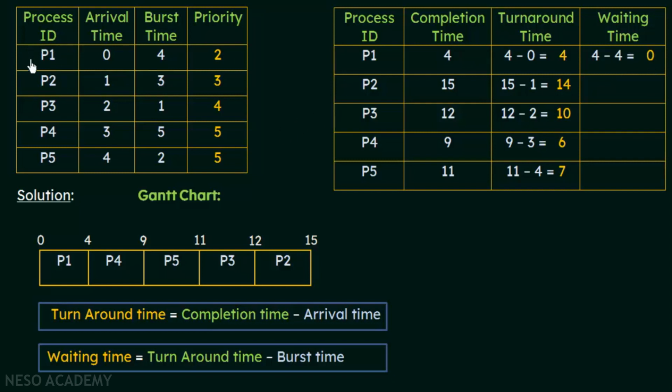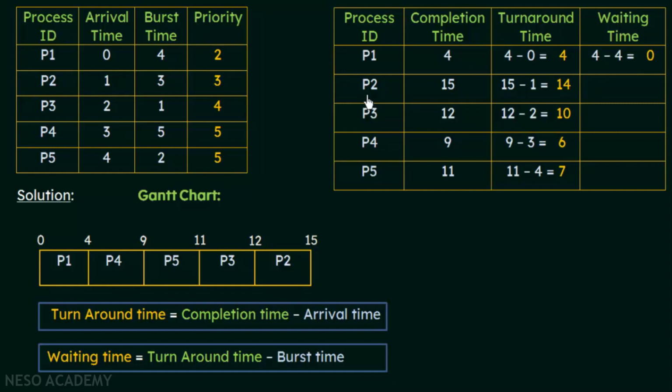So we see that P1 was the first process to arrive, and even though it had a priority of 2, since it was the first process to arrive and since there were no processes at that time, P1 was given the CPU and it did not have to wait at all. And since this was a non-preemptive priority scheduling, P1 was not disturbed until its execution was complete. So P1 did not have to wait at all. So that is why the waiting time of P1 is 0 milliseconds.